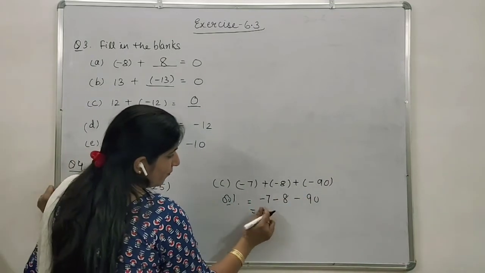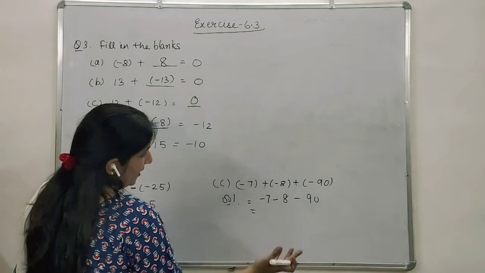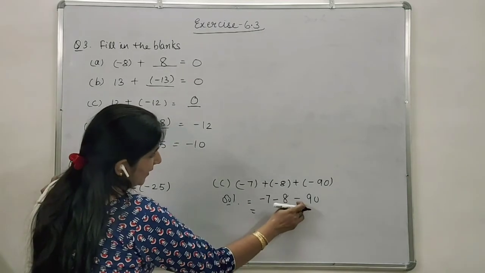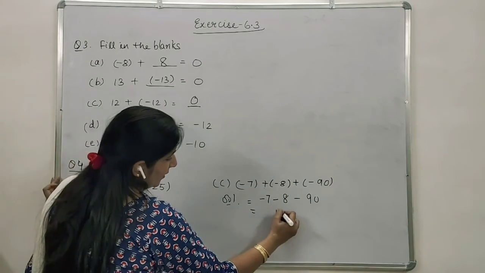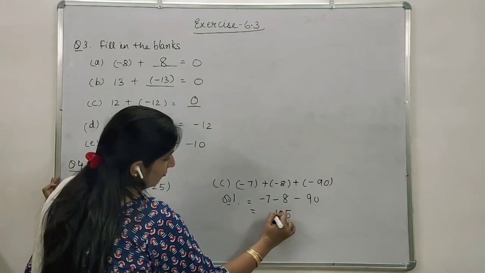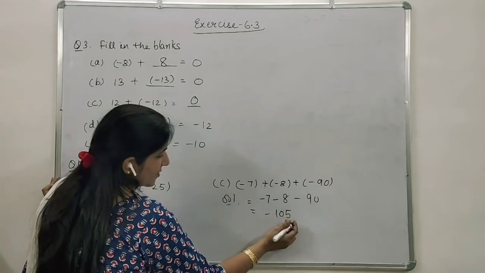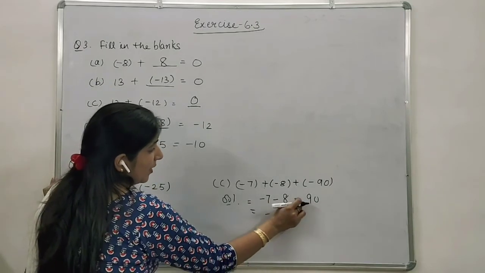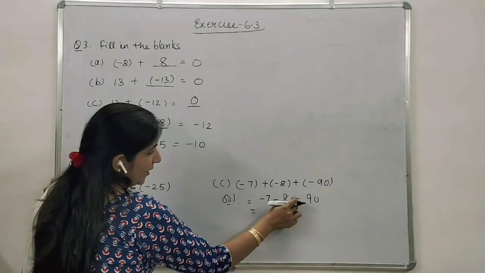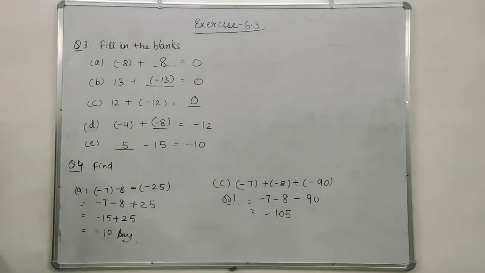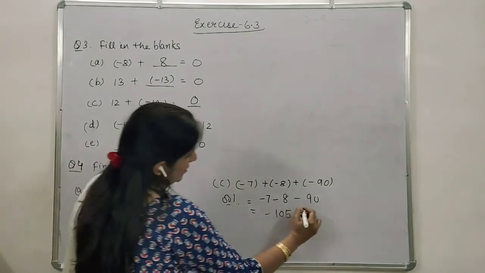Now all the signs are the same, which means we need to add them. If we add 98 and 7 together, the answer will be 105, because 7 and 8 are 15, and 90 more is 105. Which sign will come? The sign which they all have, all negatives. So the negative sign will come, negative 105. So this is the answer.